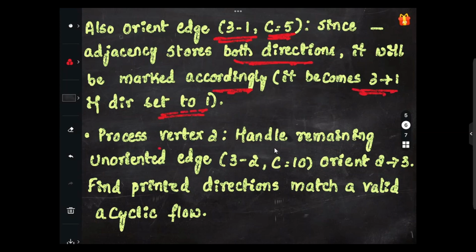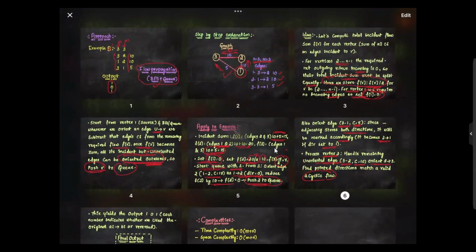Next what we'll do, we'll process vertex 2. In the sense, we'll handle the remaining unoriented edge 3 to 2, c to 10. We'll orient 2 to 3. We'll find the printed directions that match the acyclic flow, right? So this is fine.